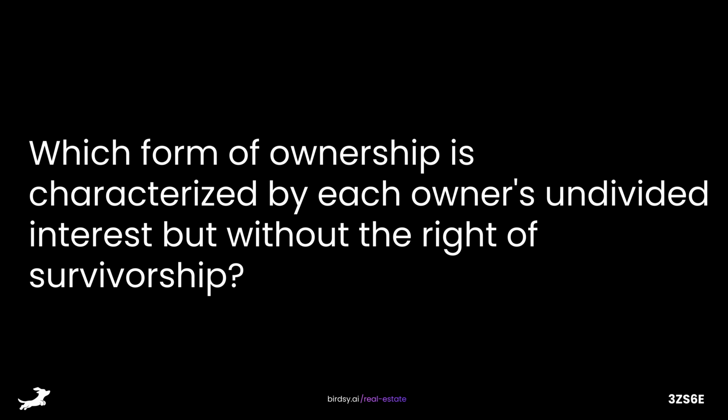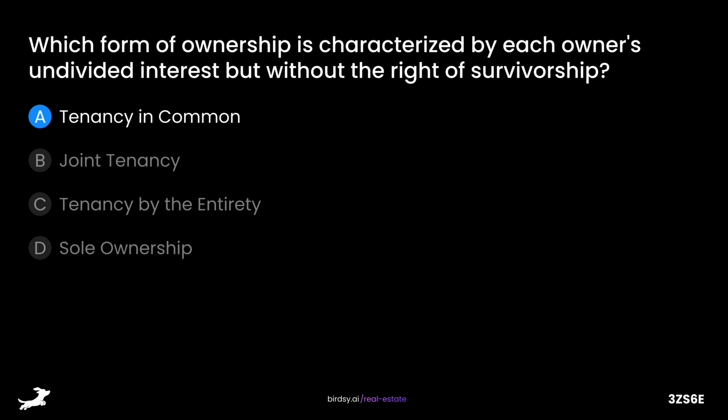Which form of ownership is characterized by each owner's undivided interest but without the right of survivorship? Is it A, tenancy in common, B, joint tenancy, C, tenancy by the entirety, or D, sole ownership? The answer is A, tenancy in common.